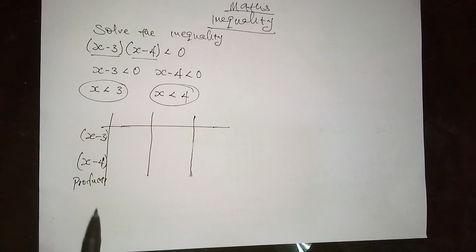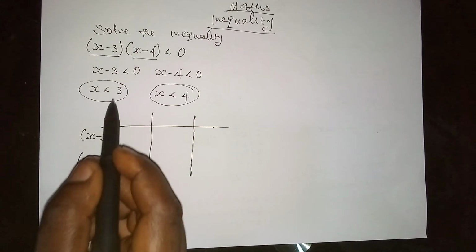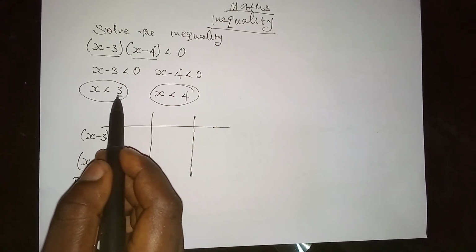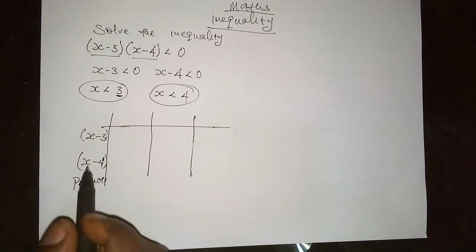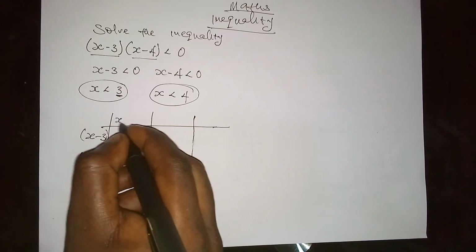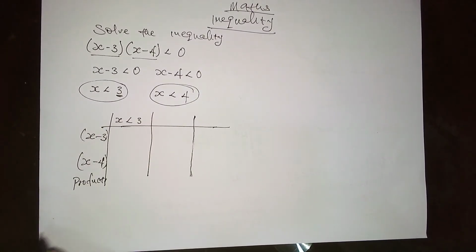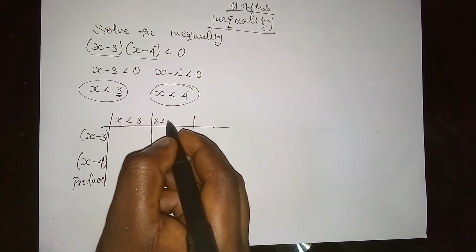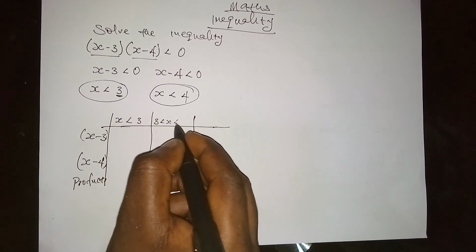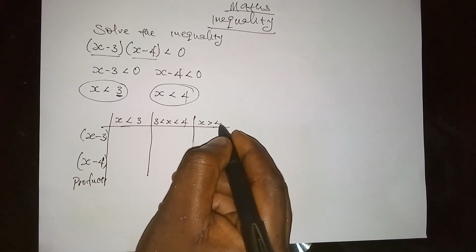Now, how do we get the range of what we are supposed to have up here? We are going to take the smallest value. In this case, 3 is the smallest value. So we have when x is less than 3, then when 3 is less than x and x is less than 4, and when x is greater than 4.